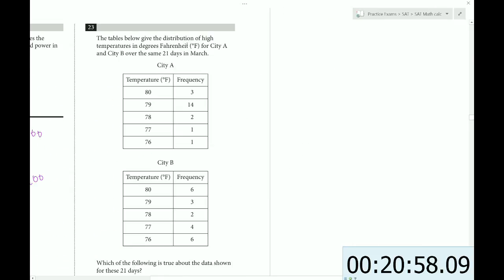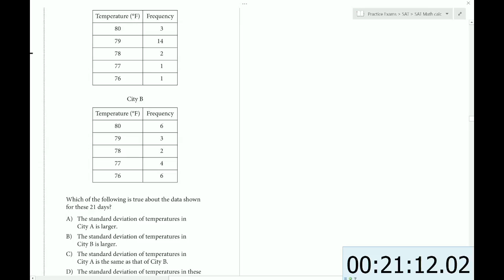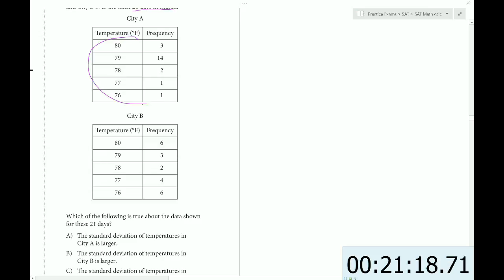The tables below give the distribution of high temperatures in degrees Fahrenheit for city A and city B over the same 21 days in March. Which of the following is true about the data shown for these 21 days? Okay. So as I'm looking at the choices, I'm seeing they're talking about standard deviation. Now, we could enter these lists into our calculator to calculate the standard deviation. But if we know enough about standard deviation, then we can get away without having to do that. So here's what we need to know.